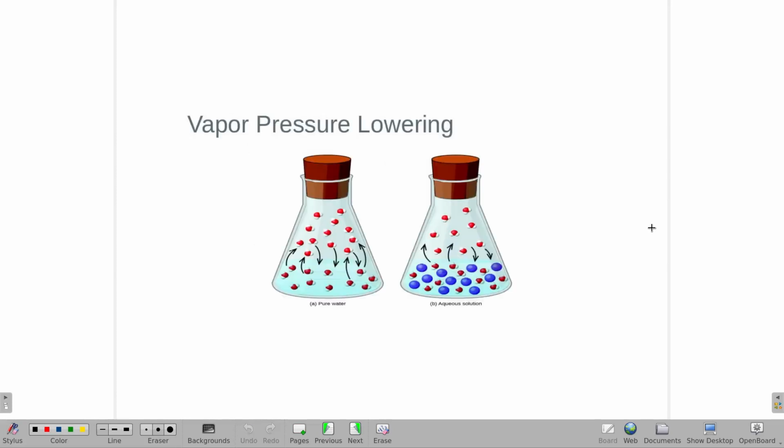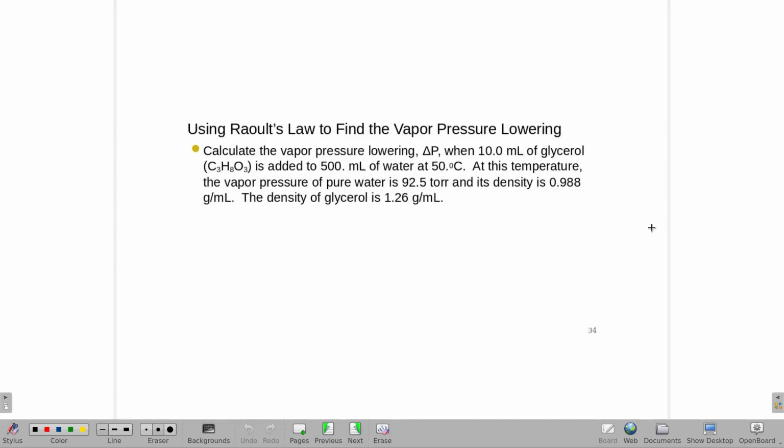Alright, let's apply some of these. So we just mentioned that vapor pressure drops. Let's actually calculate it. So I have a sample of glycerol, just 10 milliliters of it, added to 500 milliliters of water. The vapor pressure of pure water at 50 degrees Celsius is around 92.5, and we want to know what is the new vapor pressure. I gave you a bunch of densities too. Wonder what we need those for.